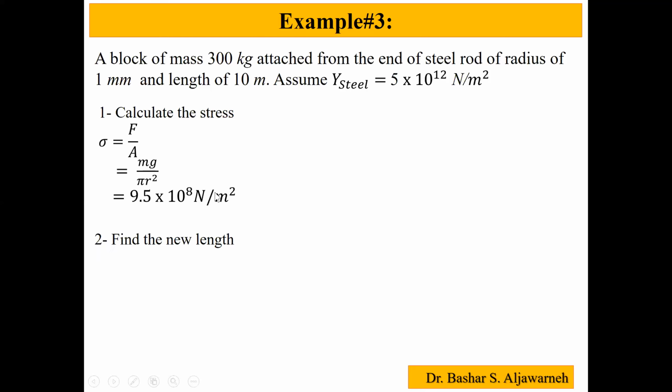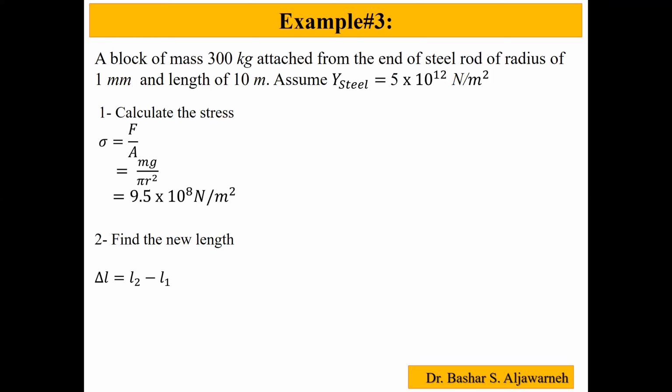Second part, find the new length. New length, which is L2. And we can see delta L equals L2 minus L1. So L1 is given, but L2 and delta L are unknown. Both of them are unknown. So we have to calculate delta L. So how to think about this?